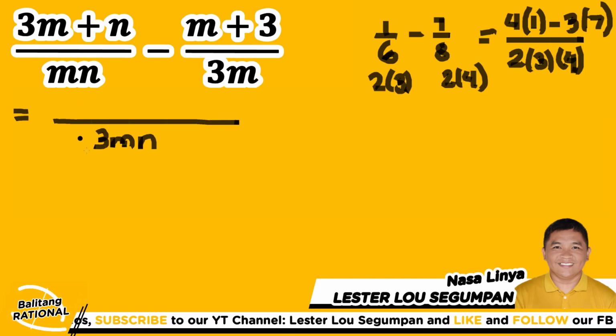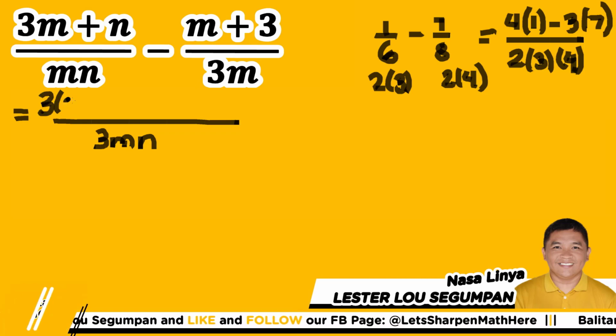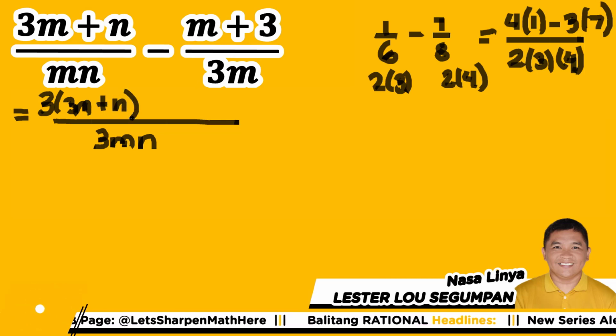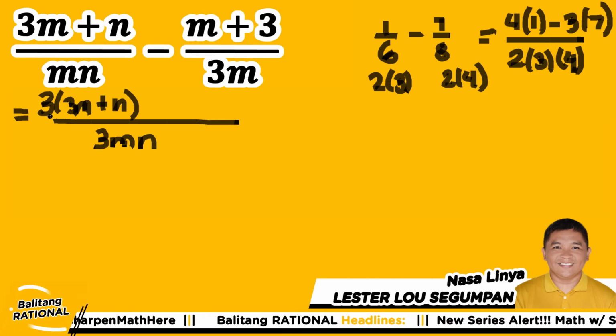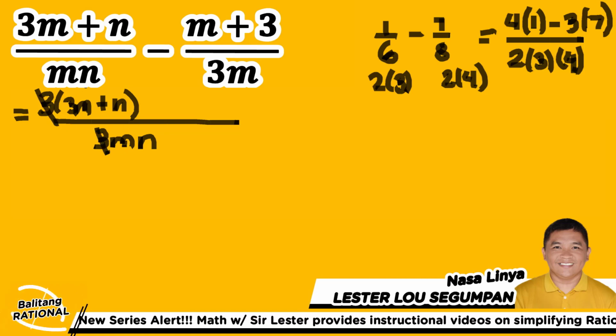Because when we divide 3mn by mn, we have a multiplier of 3 that should be multiplied to 3m plus n. It's not just 3m plus n alone. There is a multiplier of 3 so that we are going to have equivalent rational expressions. Because if you examine this, you can divide this and you will just return to the original given, 3m plus n over mn.